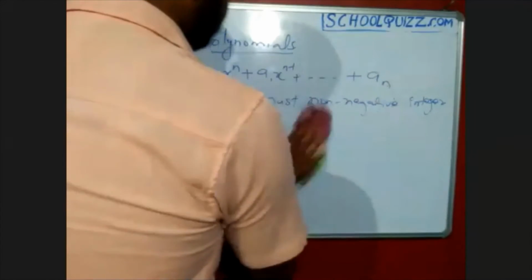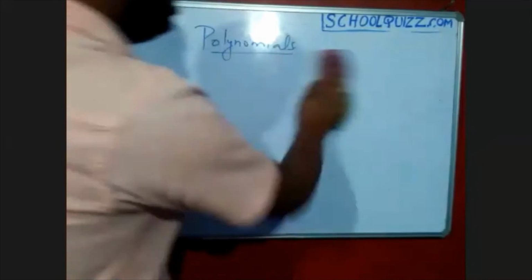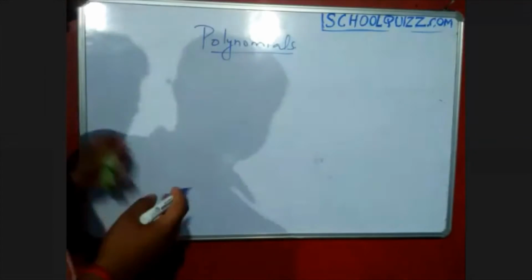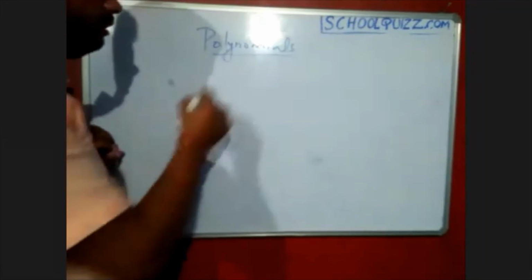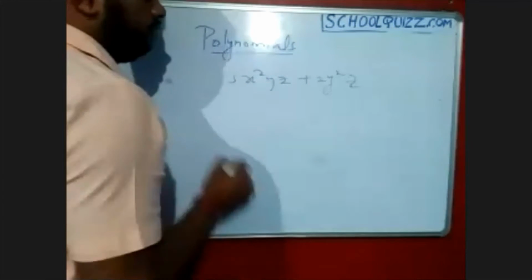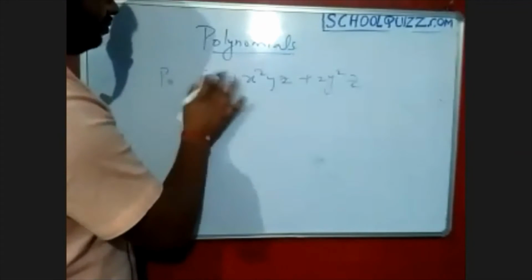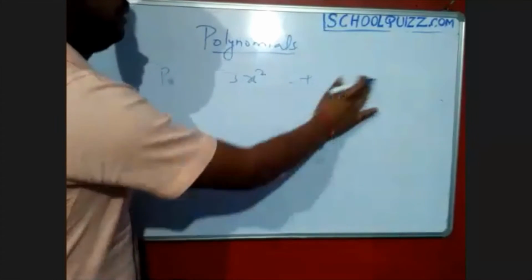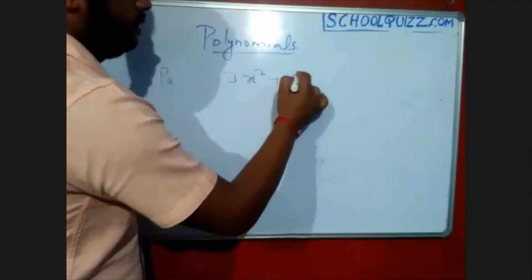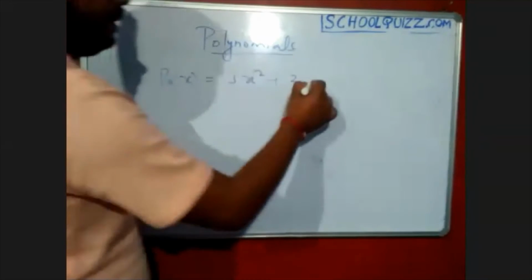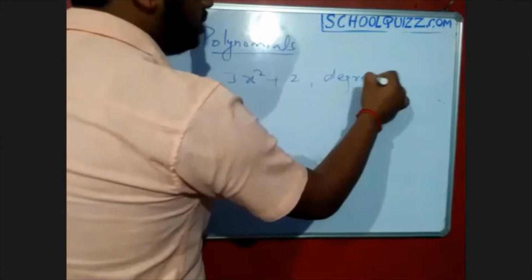After understanding polynomials, the next topic is the degree of a polynomial. One or two questions they will ask from this, maybe in your first section. Suppose they provide 3x square yz plus 2y square z. Let it be an easy one. So p of x equals this one. If they ask you to find the degree of this polynomial, how can we say that?